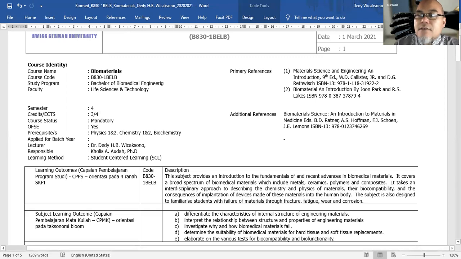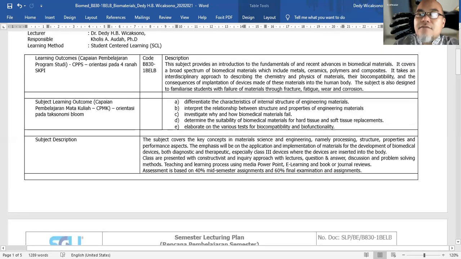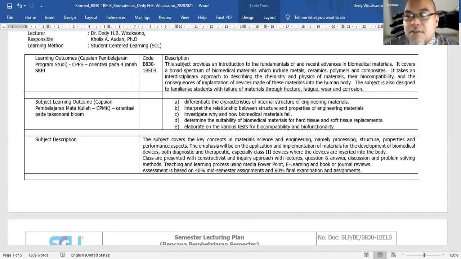After finishing the subject, you are expected to be able to differentiate the characteristics of the internal structure of engineering materials, and interpret the relationship between structure and properties of engineering materials, because these two are related. The structure will determine the properties in any type of material. Investigate and know why and how biomedical materials fail, for example in implants. Then determine the suitability of biomedical materials for hard tissue and soft tissue replacement.